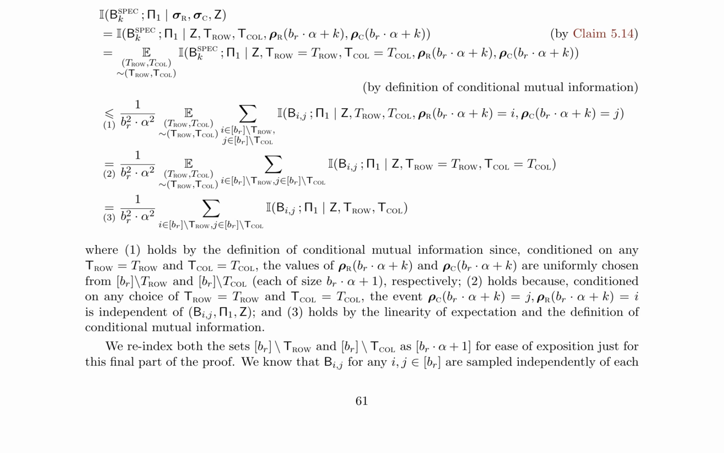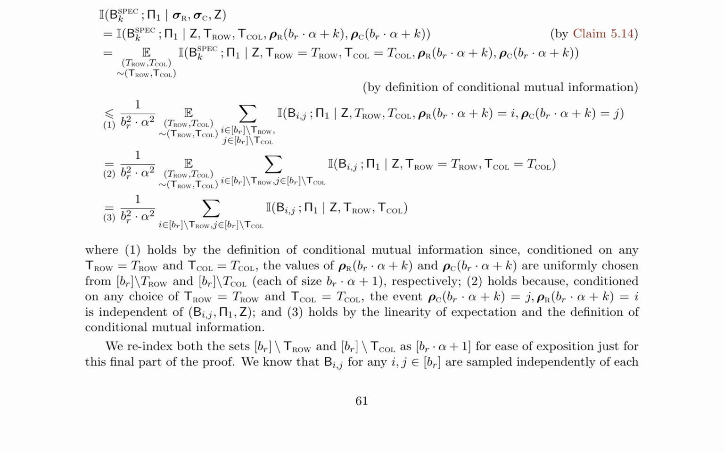The bound on mutual information is derived by applying the definition of conditional mutual information, which states that the mutual information between two random variables given a third variable is equal to the mutual information between the first two variables minus the mutual information between the first variable and the third variable. The linearity of expectation is then applied to further refine the bound, resulting in a concise expression in terms of the mutual information between Bi,j and Π1 given Z, Tro, Tcol.